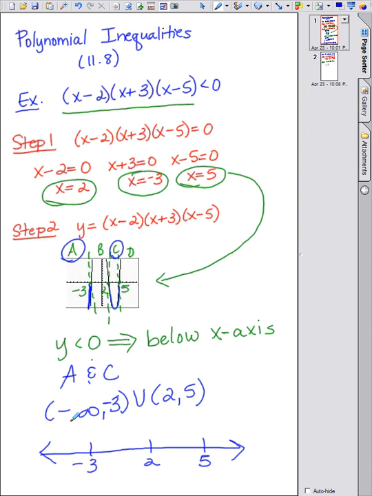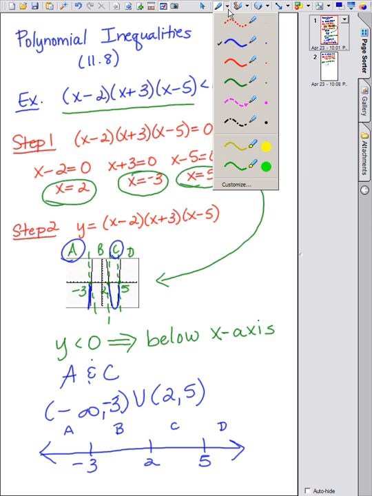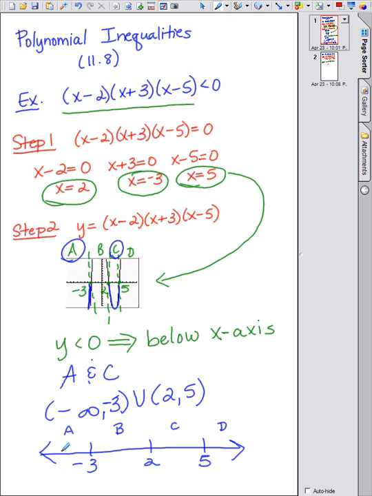Since we know regions A and C make the inequality true, on this number line those regions, region A and C, are shaded. Parentheses, because we're not allowed those endpoints in our solution. Okay. So if you're asked to enter the interval, it's the one we just talked about. And if you're asked to answer with a graph, you would do this.